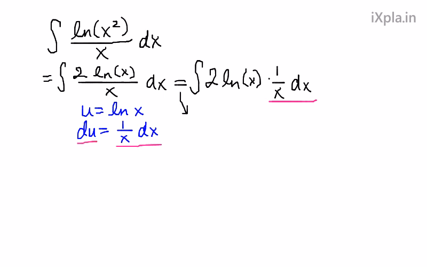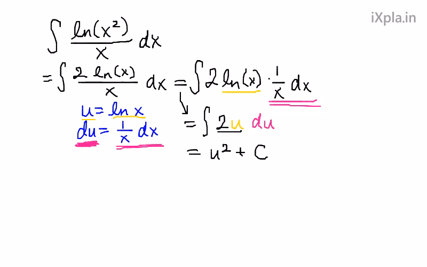So we can rewrite this as the integral of 2, and then the next thing after the 2 is this ln of x, that's u, so I'll just write a u there, and then finally there's that 1 over x dx, which we are replacing here with this du. Okay, so this is a much nicer looking integral. What do you have to differentiate to get that 2u? Well, that's of course u squared with respect to u, so you have this u squared plus c.